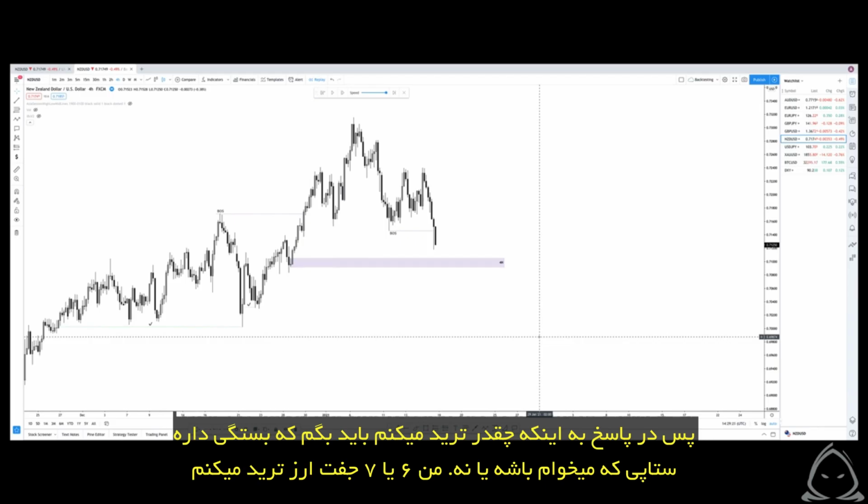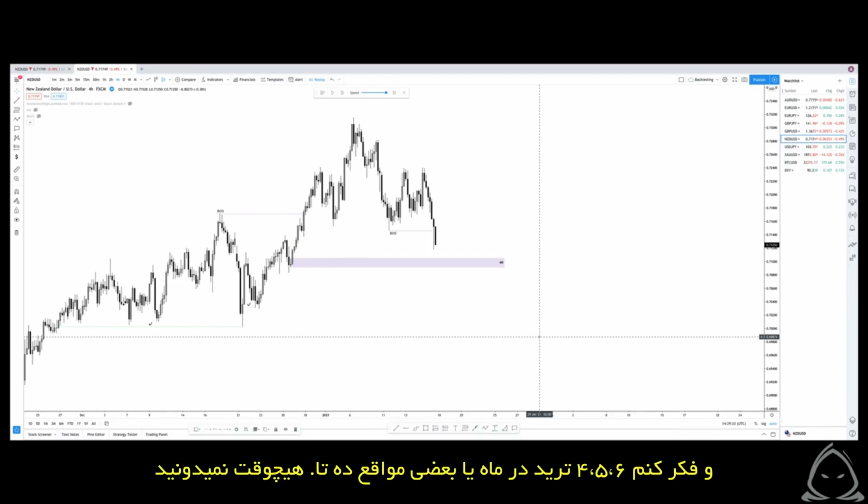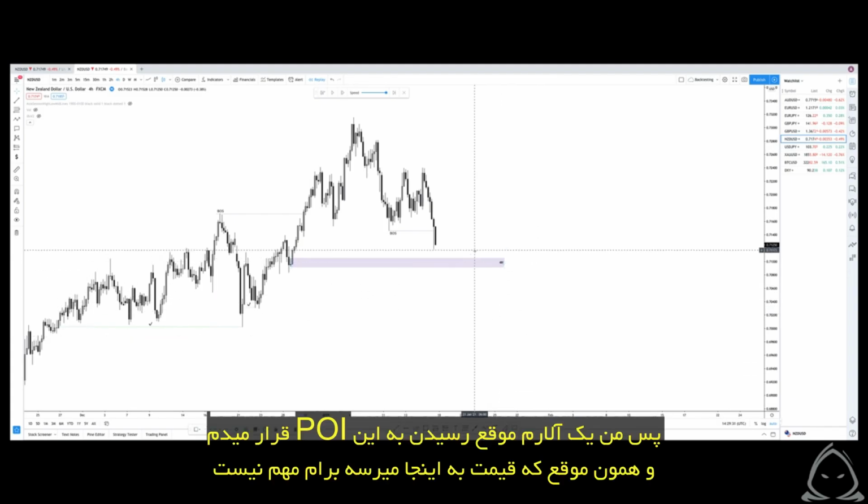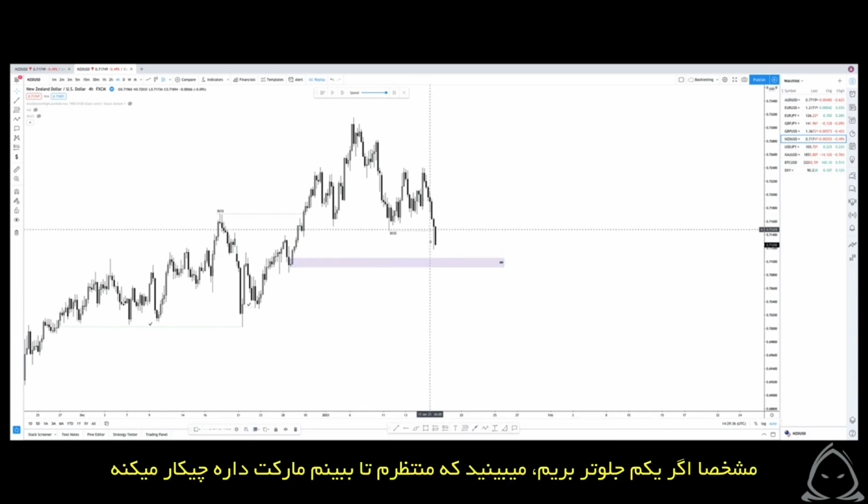I trade sort of 6-7 pairs, and I would imagine 4, 5, 6 trades a month, sometimes 10. Obviously, you never know, but I would always have a setup. So what I would do is set an alert just before this POI, and until price gets here, I'm not interested. Obviously, if we develop further, then I will look to see what the market's doing.